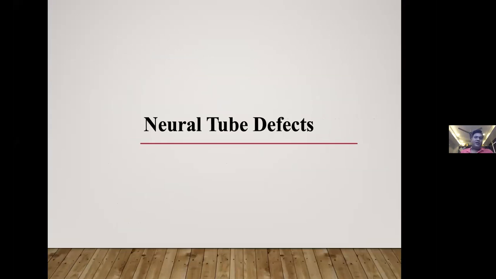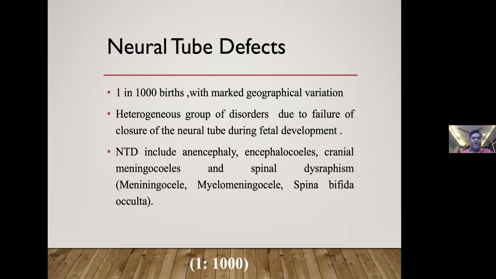The next important group of disorders which antenatally get detected are the neural tube defects. The neural tube defects occur in 1 in 1,000, but they have a lot of area variation, so much so that in some areas they may be as frequent as 1 in 500. They are a heterogeneous group of disorders due to failure of closure of the neural tube during fetal development. The entities include anencephaly, encephaloceles, cranial meningoceles, and spinal dysraphism. That includes meningocele, meningomyelocele, and spina bifida occulta.